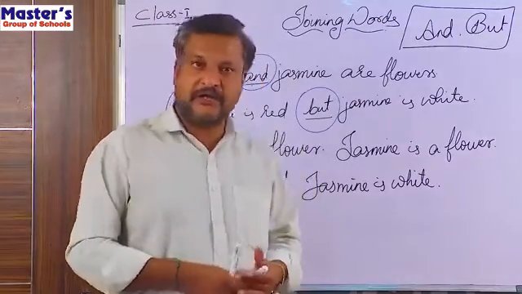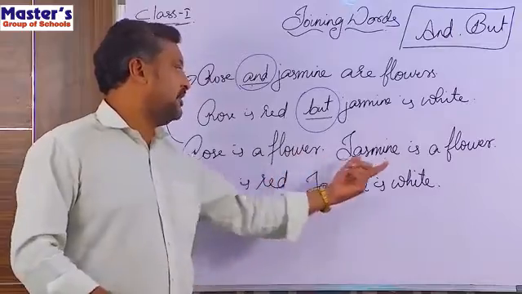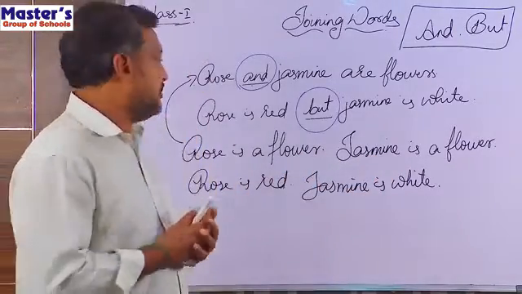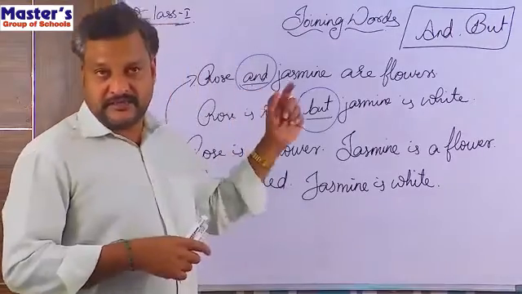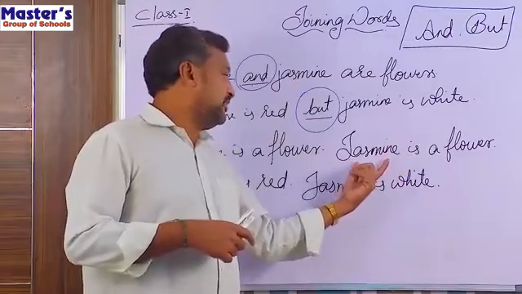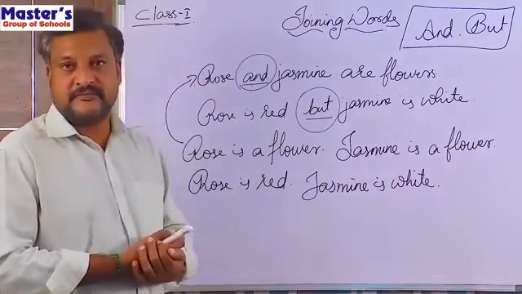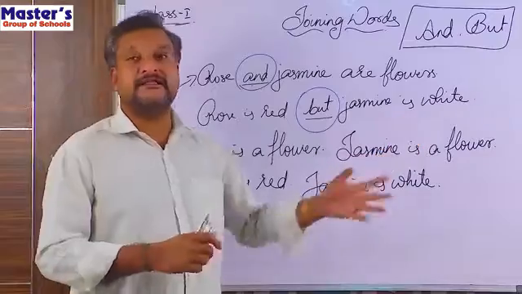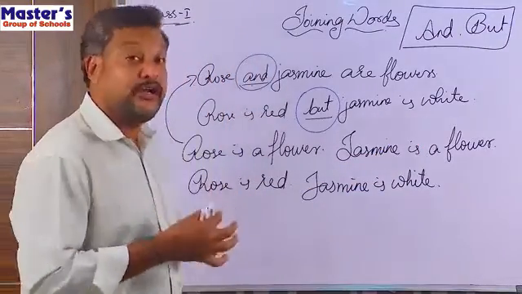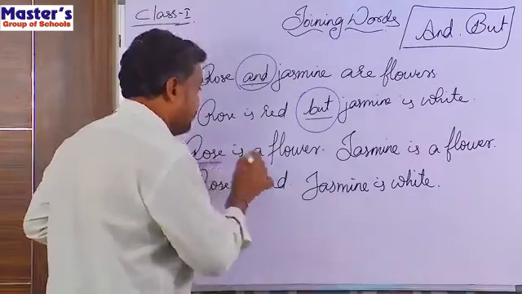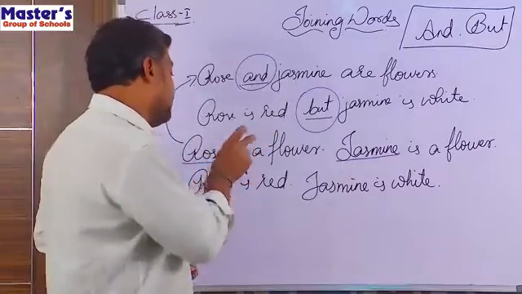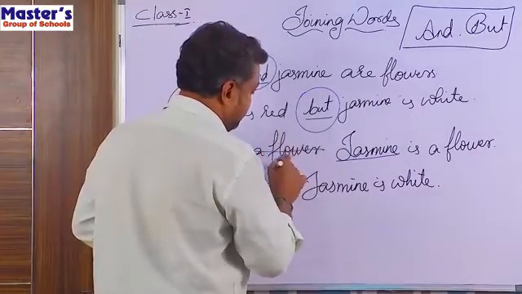Okay. So we have a sentence here, Rose is a flower, Jasmine is a flower. So both of them deal with the same content, isn't it? Because this is a sentence that says something about a flower called Rose. And this is a sentence that says something about a flower called Jasmine. So they are basically the same content. So, and is used because the only difference is in the name of the flowers. So what do we do? We used and in between the names.